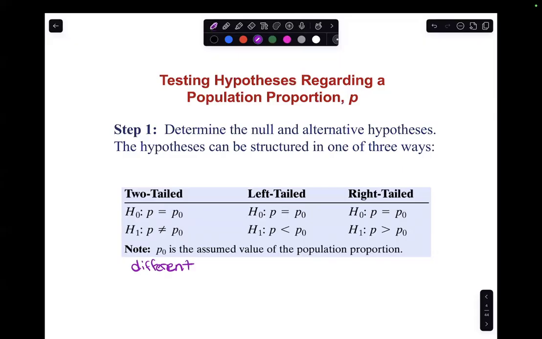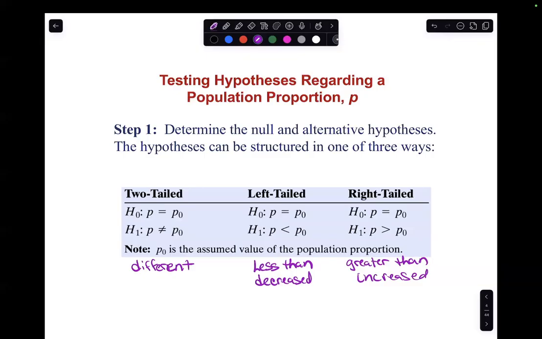A left-tailed test is going to be like less than. It might say has decreased, just basically anything that means smaller. For a right-tailed test, we'd hear greater than or increased or anything that's going to be bigger. So these are the ways that we structure our hypothesis tests.